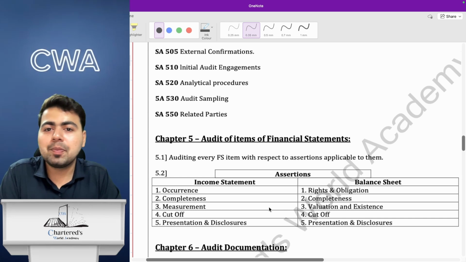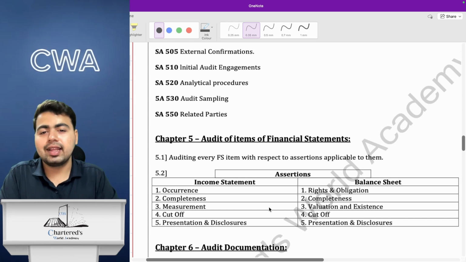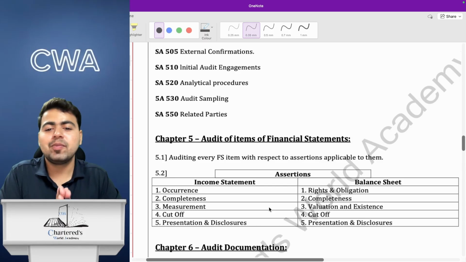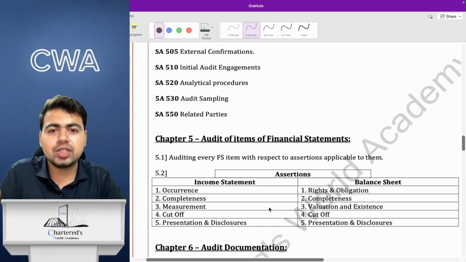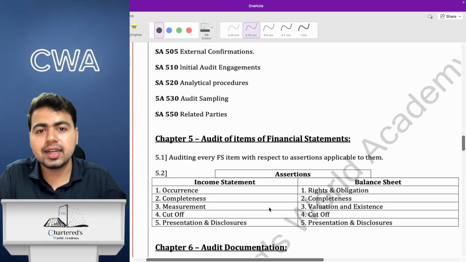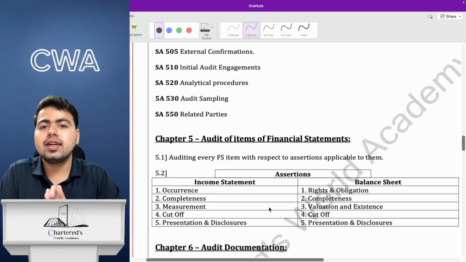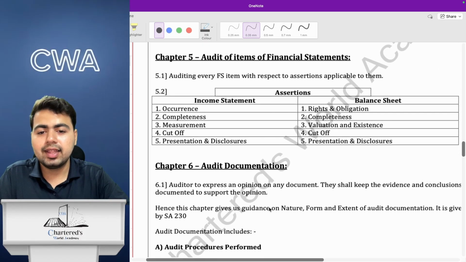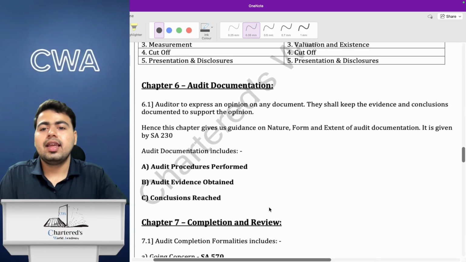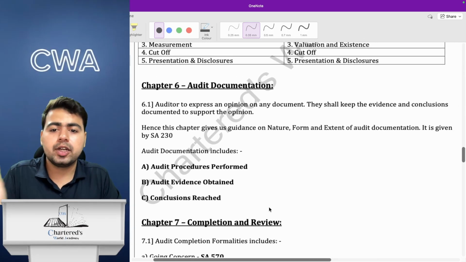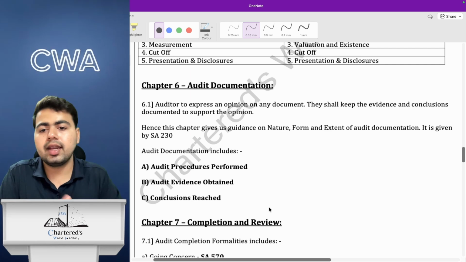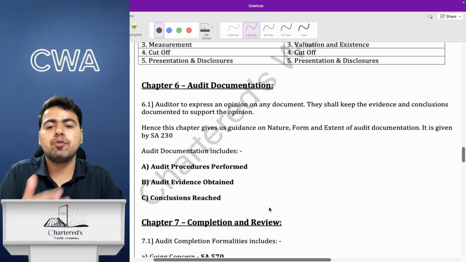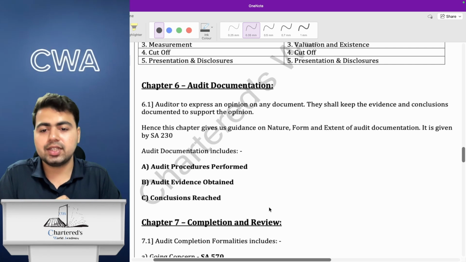Guided by SA 230, audit documentation involves documenting all the procedures that an auditor has conducted, documenting all the evidences that the auditor has gathered, and documenting the conclusions reached by the auditor. See, the reference of 230 is given: audit procedures performed have to be noted, audit evidence obtained has to be noted, and conclusions reached, right?